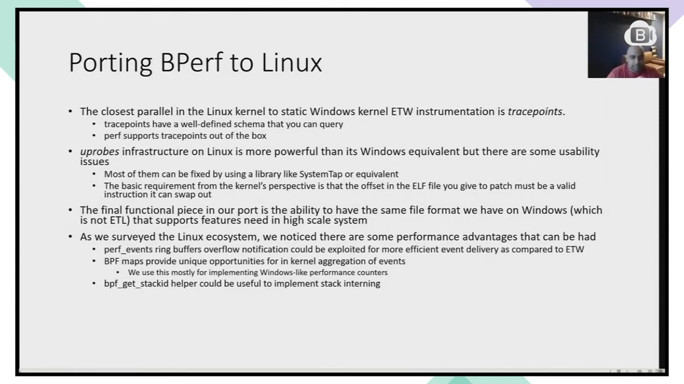And then when we surveyed the ecosystem, we also realized that there are some benefits to using perf events and eBPF that are lacking in Windows. For example, the perf events ring buffer notification for overflows can be exploited to do much more efficient delivery compared to ETW. And BPF maps provide unique opportunities for doing in-kernel aggregation. We use this mostly for implementing Windows-style performance counters. And there are certain other helpers that BPF provides, like bpf_get_stackid, which can provide stack hashing, which is useful if you want to avoid a lot of data being transferred from kernel mode to user mode.